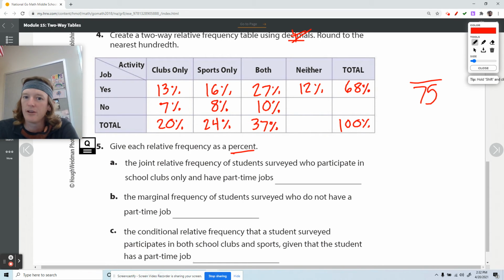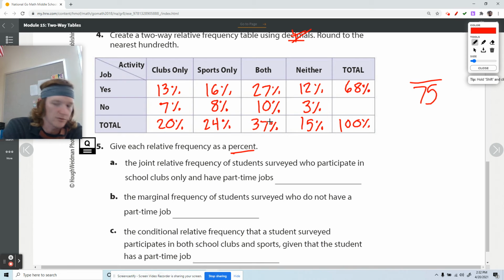People who don't do clubs or sports and don't have a job, that's 3 of them, which makes 15%. Let's double check and make sure this all adds up to 100. We got 20 plus 24 plus 37 plus 15. 37, 15. Yeah, that's not 100. Let me see. 12 plus 3.